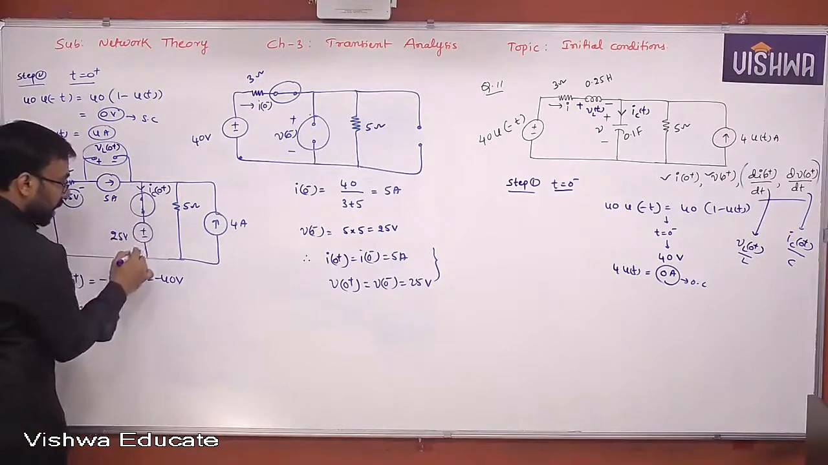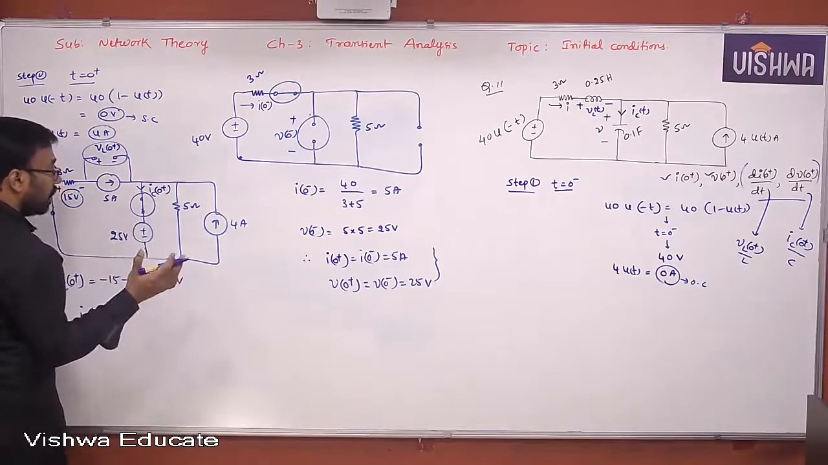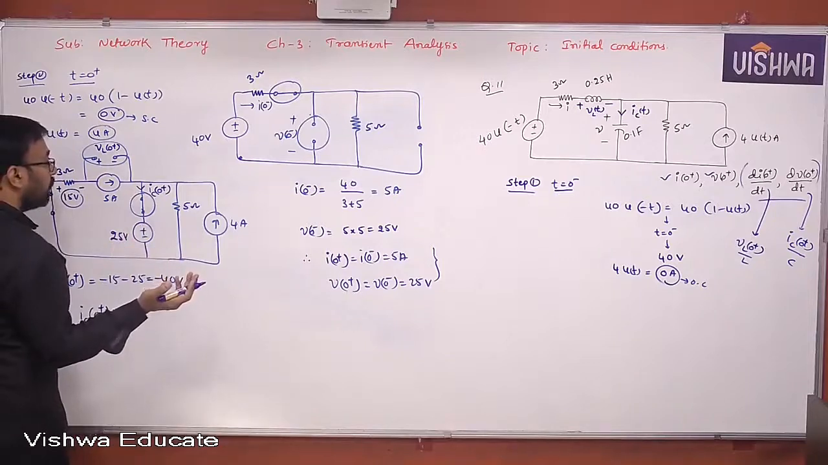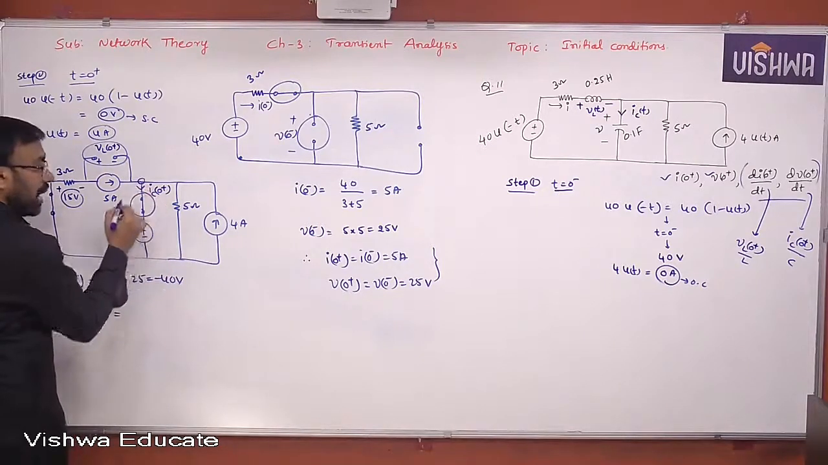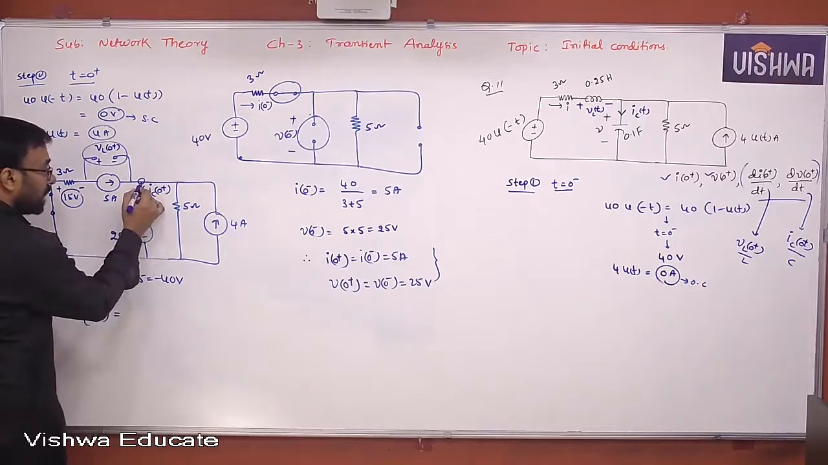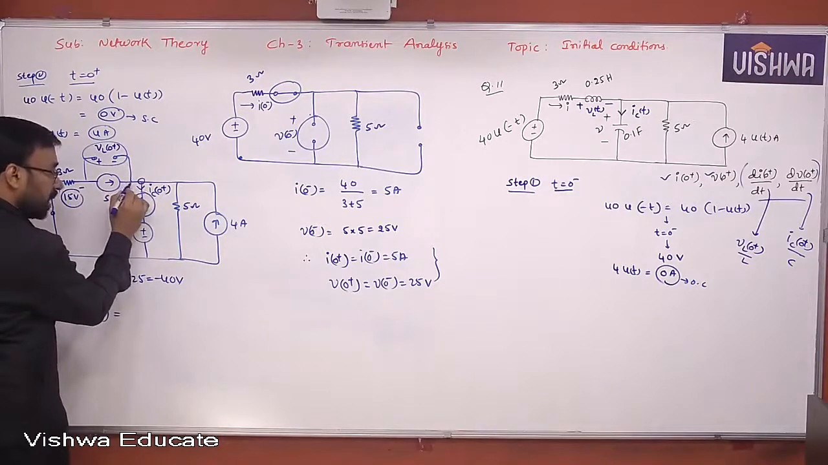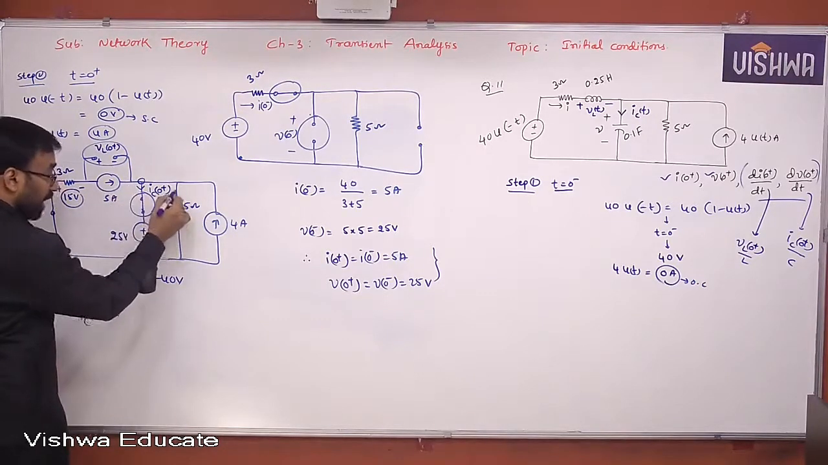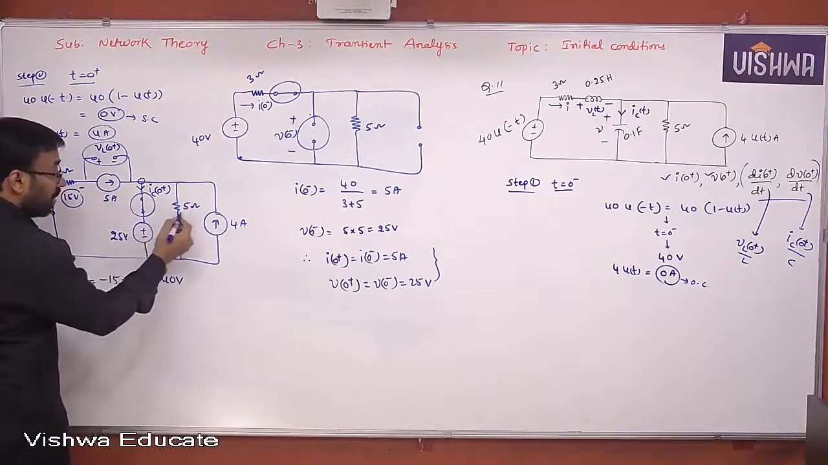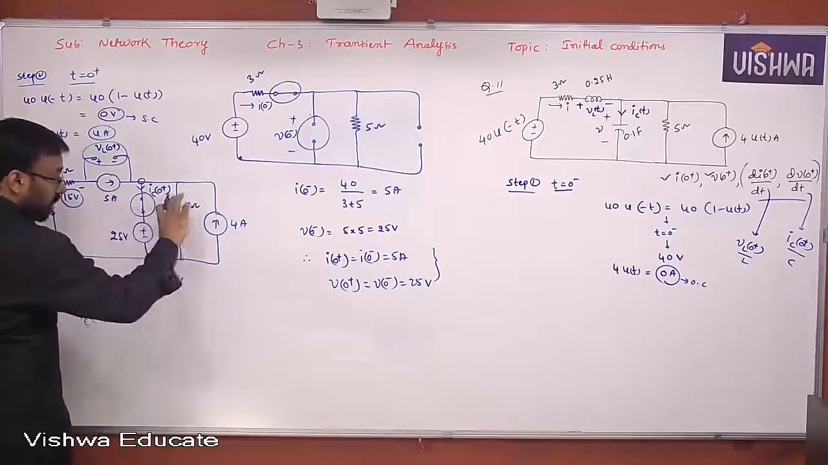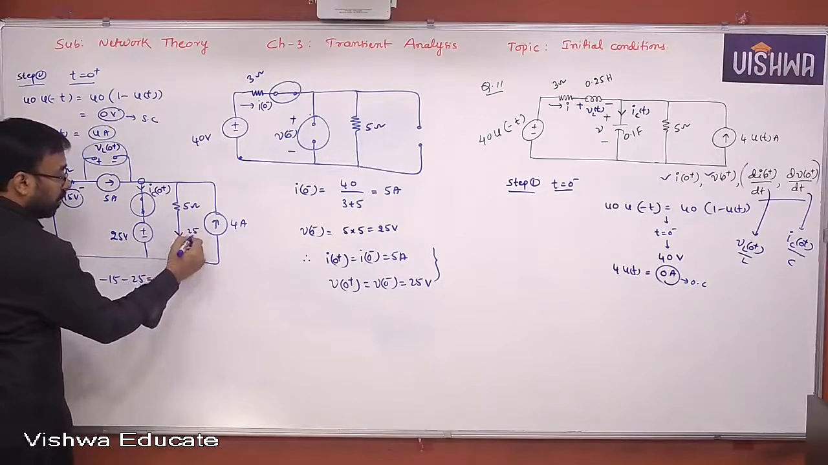This path doesn't have any resistor. When there is no resistor in the path, what is the procedure to find the current? Apply Kirchhoff's current law at this node. To apply it, you must know the current here, which is 5 amperes. How much current? 25 by 5, because the same voltage will appear. 25 by 5 is 5 amperes.